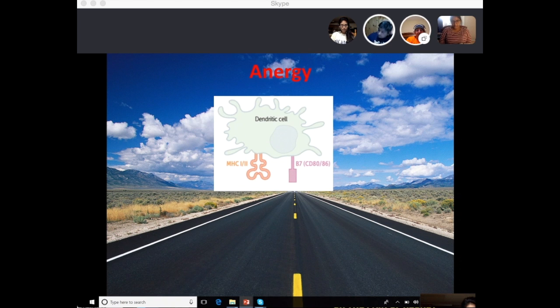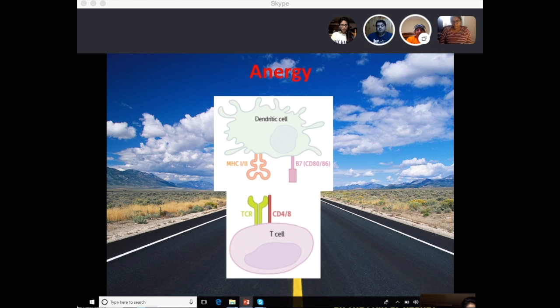And anergy is essentially when you have only one of your stimulatory signals occurring. You don't have the second one. Let's just say CD28 is missing on the T cells, and you only get one stimulatory signal. This is not a completed activation of the T cell. So this dendritic cell is going to be like, this isn't viable, this doesn't benefit me at all.